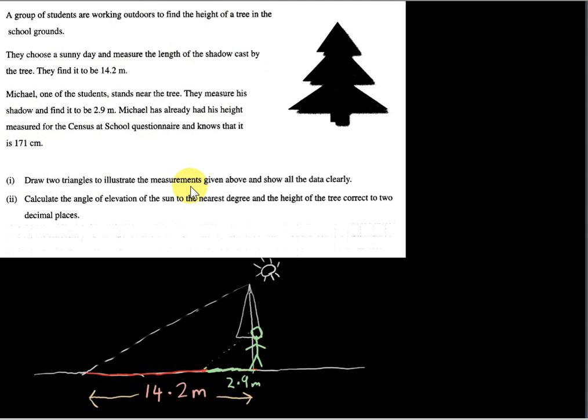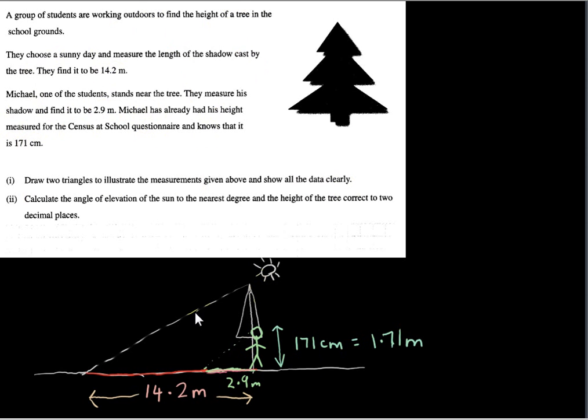Draw two triangles to illustrate the measurements given above and show all the data clearly. So I'm showing Michael here in green, and his shadow is also in green. This green line has a length of 2.9 meters. His height is 171 centimeters. This is 1.71 meters. We just divide this by 100 because there are 100 centimeters in a meter.